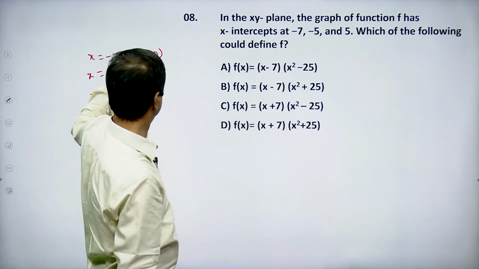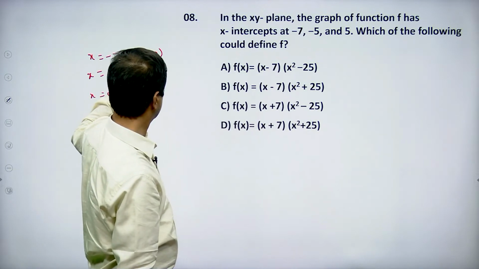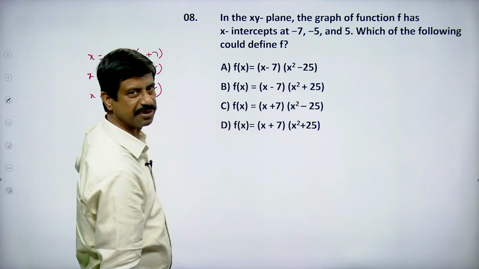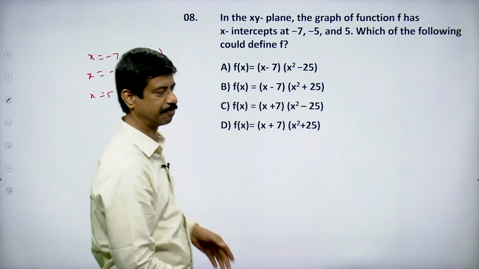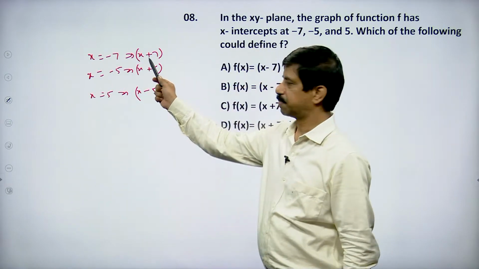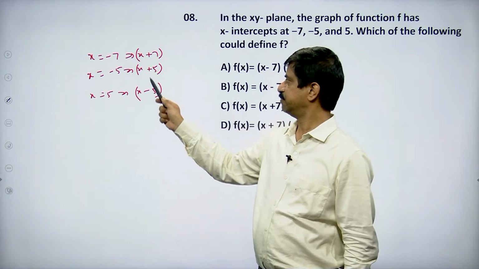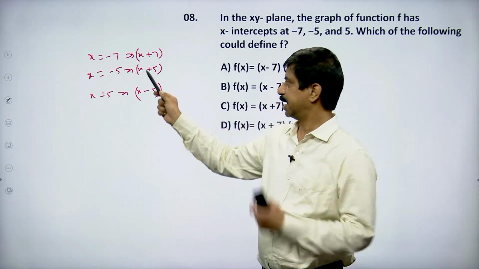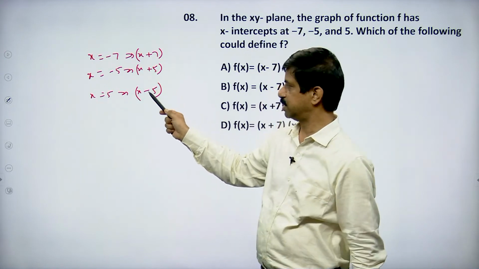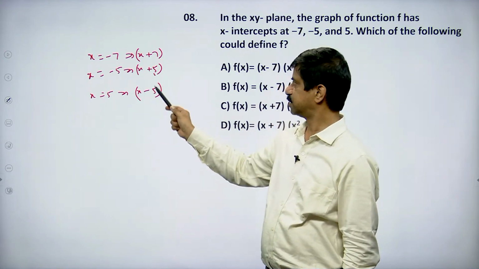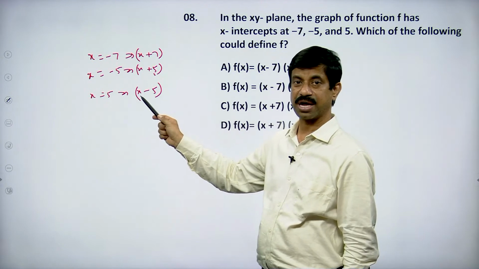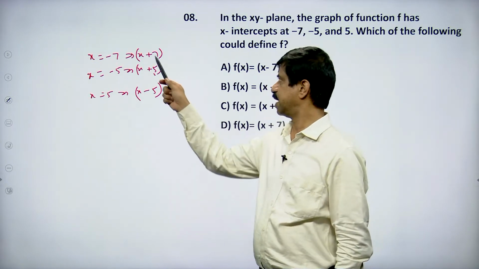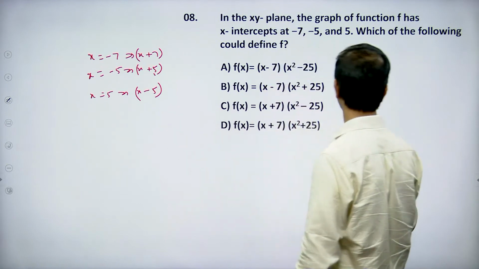So that means x plus 7 into x plus 5 into x minus 5. x plus 5 into x minus 5 is x square minus 25. So these three are the factors: x plus 7, x plus 5, x minus 5. Multiply them. x plus 5 into x minus 5 is x square minus 25, a square minus b square form. So the answer should be x plus 7 into x square minus 25.